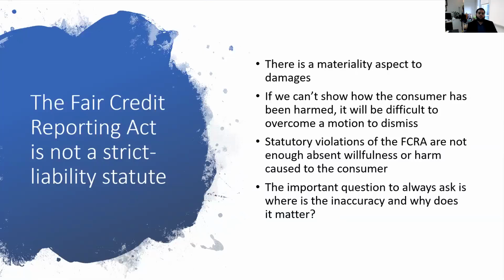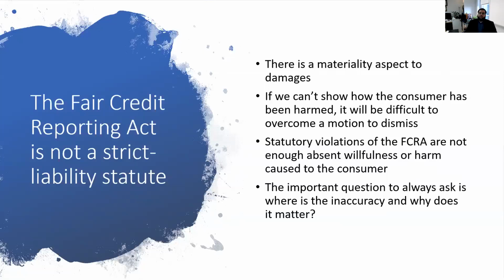However, under the Fair Credit Reporting Act, there is a materiality aspect to damages. So if we can't show how the consumer has been harmed, it will be difficult for us to overcome a motion to dismiss. And what do I mean by this? Statutory violations of the FCRA are not enough absent willfulness or harm caused to the consumer. So what do I mean?